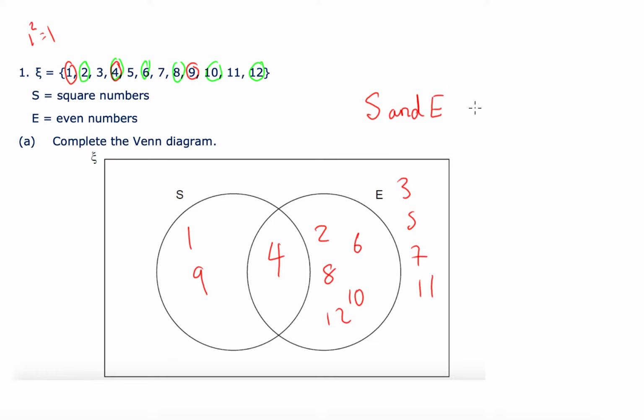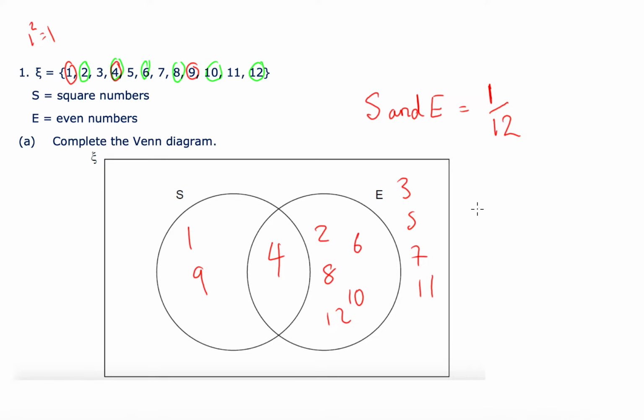Okay, so the probability that the number is square and even. A typical mistake here would be to write 4 over 12, because 4 is in the middle and there's 12 total numbers. But unfortunately that's not correct, because now we need to think about the number of numbers that are here, and there is only one number in here. So there's one number that's square and even out of a total 12 numbers.